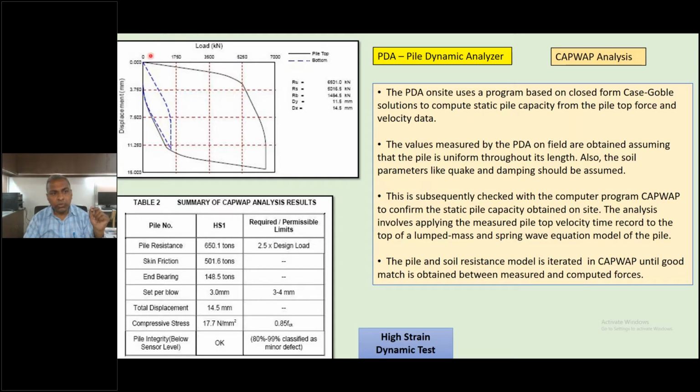So you get this kind of diagram, a load displacement relationship for the pile with depth, with the pile top here and the bottom there. You get the load displacement relationship at the top as well as at the bottom, and then you can summarize the CAPWAP analysis results. For example, this result says that pile resistance is 650 tons corresponding to this point, then skin friction is 501 tons corresponding to this point, and so on. So you can obtain skin friction, end bearing, and everything using this CAPWAP analysis, which is based on the wave equations.